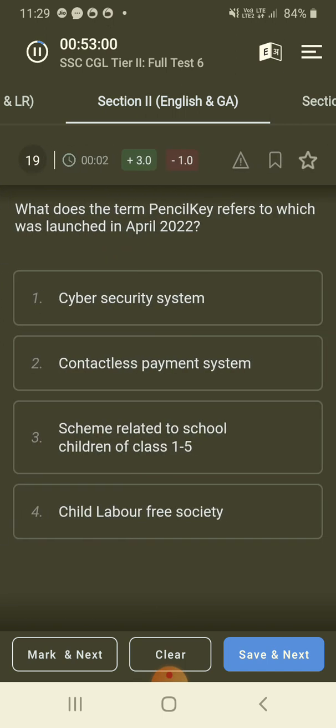What does the term Pencil Key refer to, which was launched in April 2022? Pencil Key. Scheme.